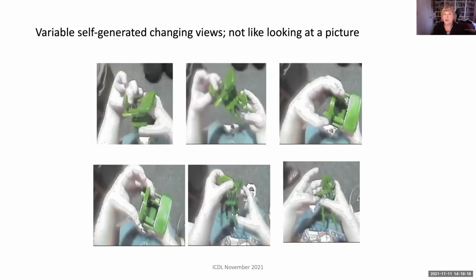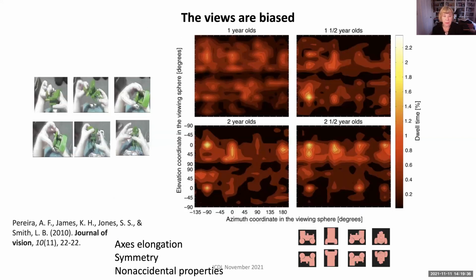But when babies are looking at objects and holding them, they present biased information in other ways. By holding, looking, moving objects, they generate changing views. Active vision like this is not like looking at a picture at all, okay? And so in a series of studies I've done with Karen James, we have looked at the kinds of images that babies present to themselves when they are holding objects.